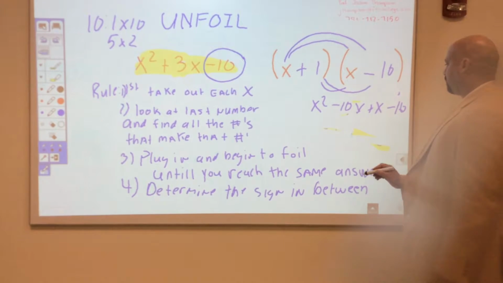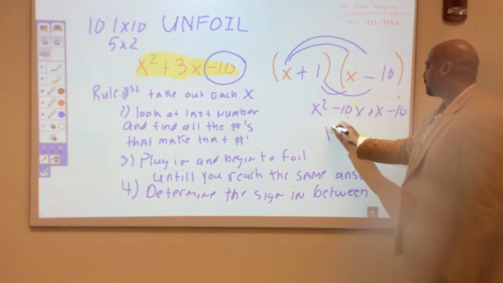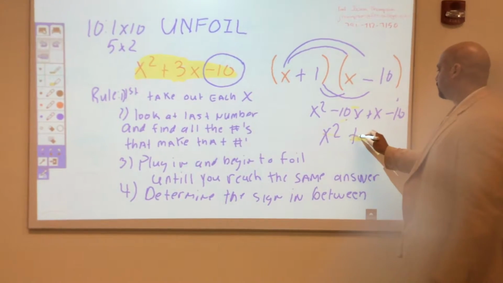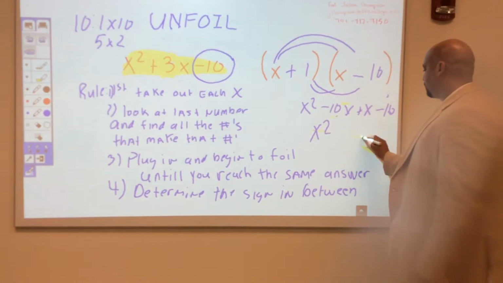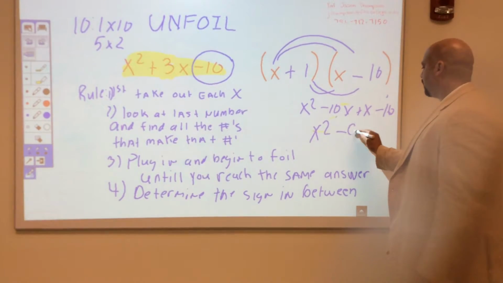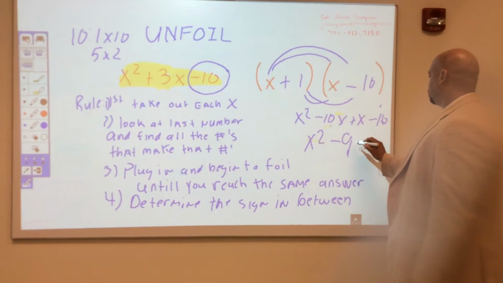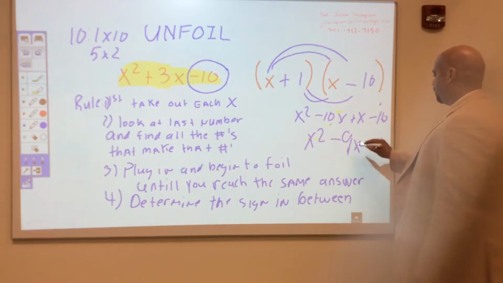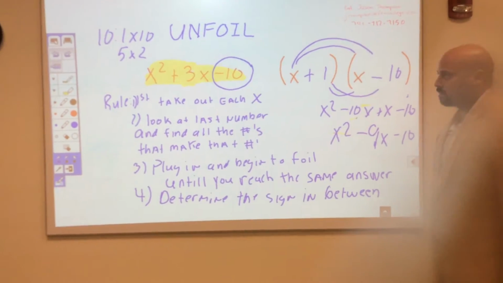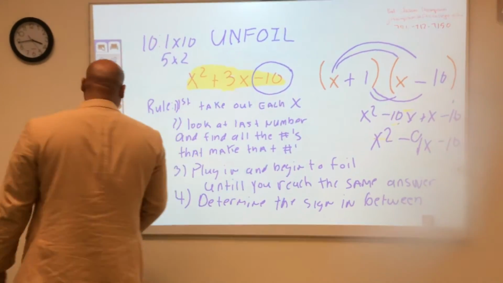And we combine our like terms. We're left with x squared minus 9x minus 10, and that does not look the same as what we started with. So it doesn't work when you unfoil. So I'm going to have one more example for you guys.